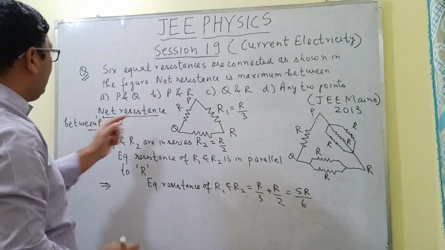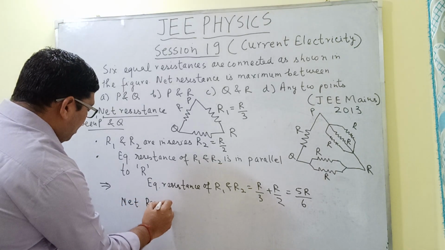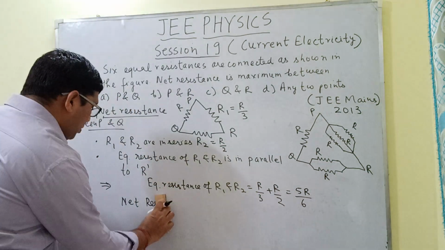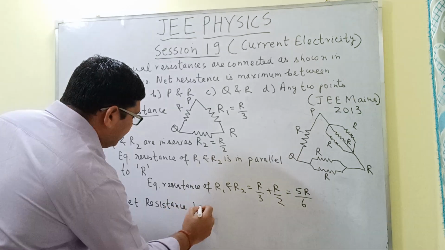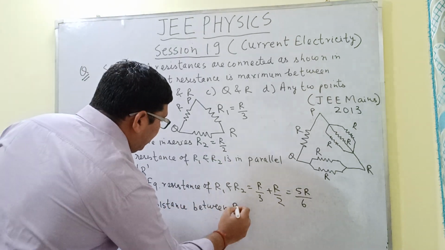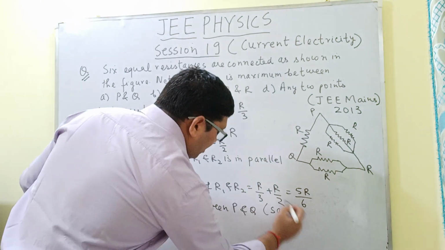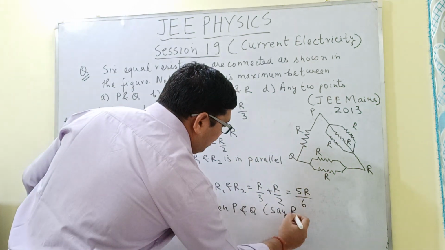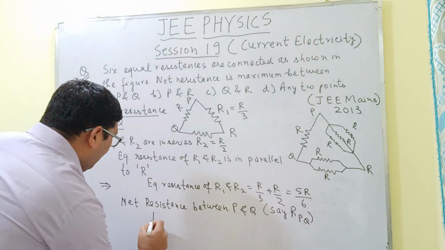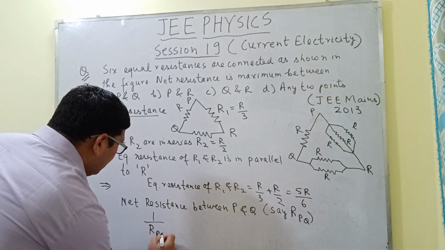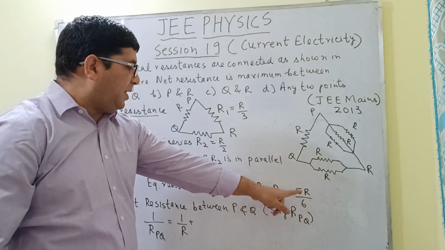So the net resistance between P and Q, say I'm just taking it as RPQ, will be given by 1 upon RPQ will be equal to 1 by R plus 1 divided by 5R by 6.